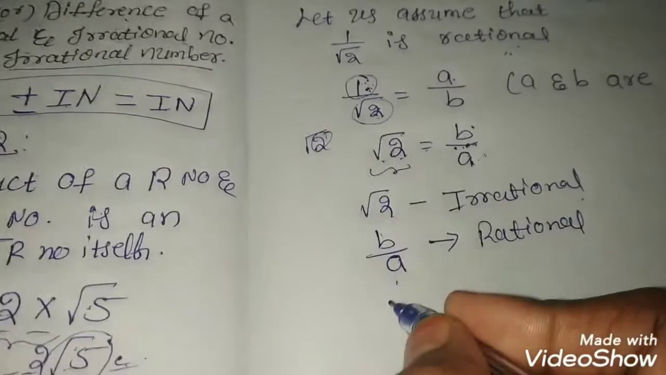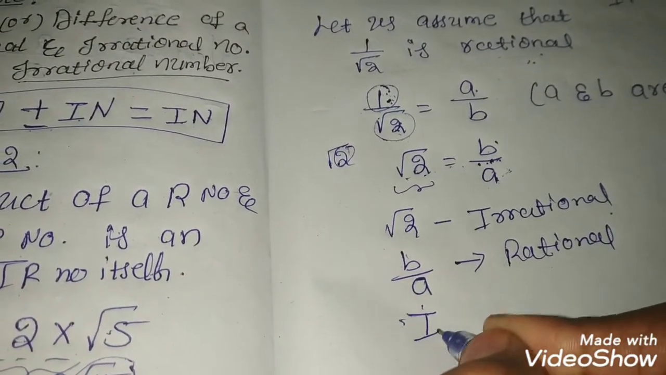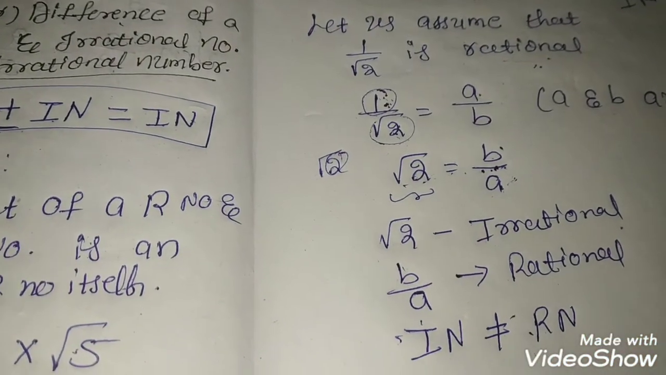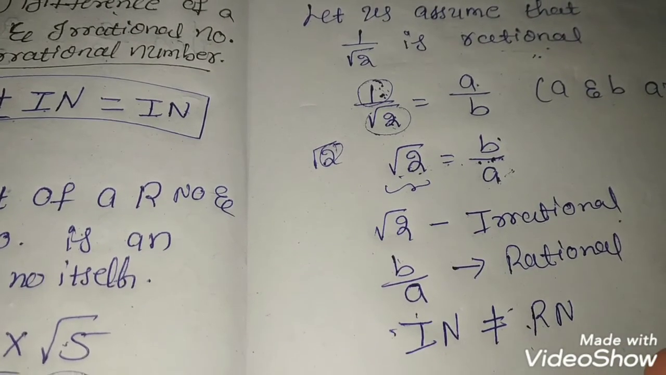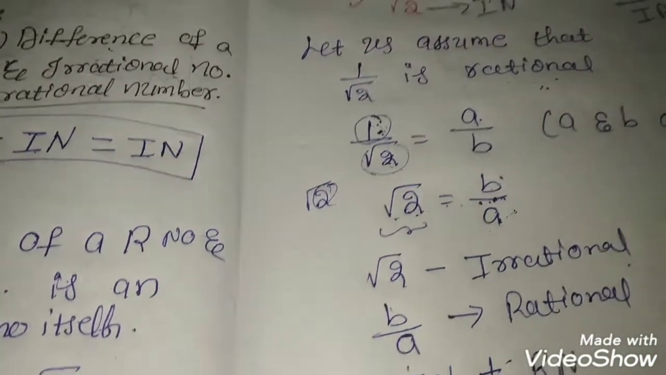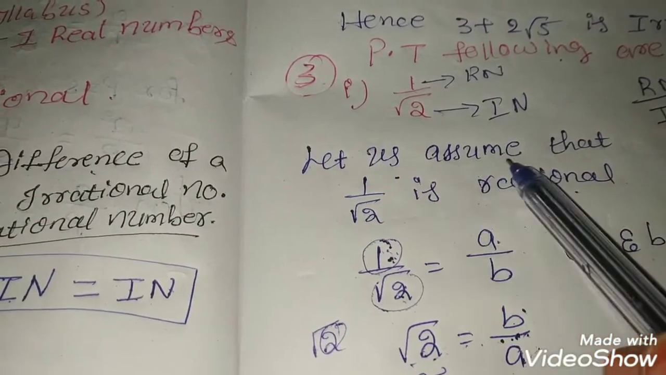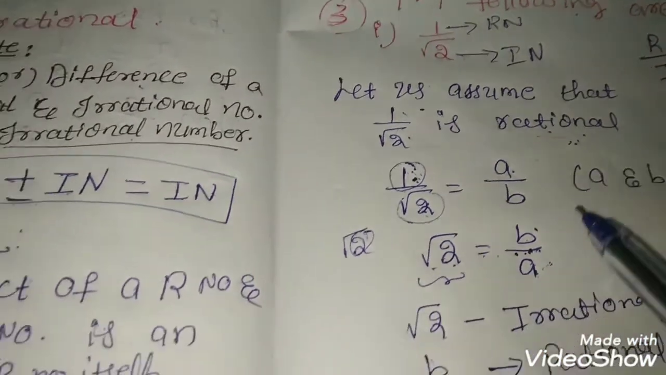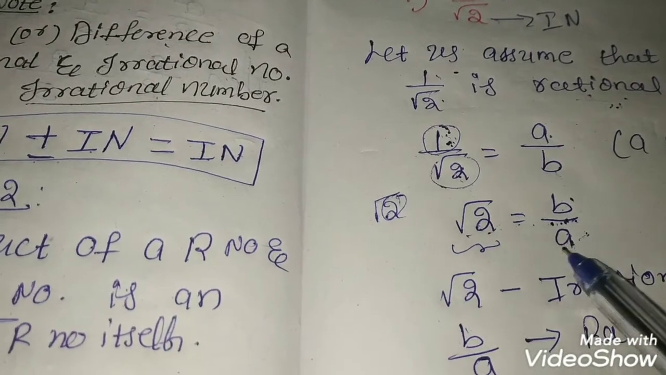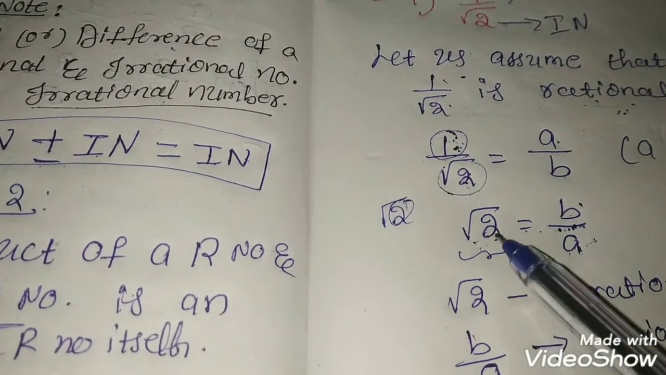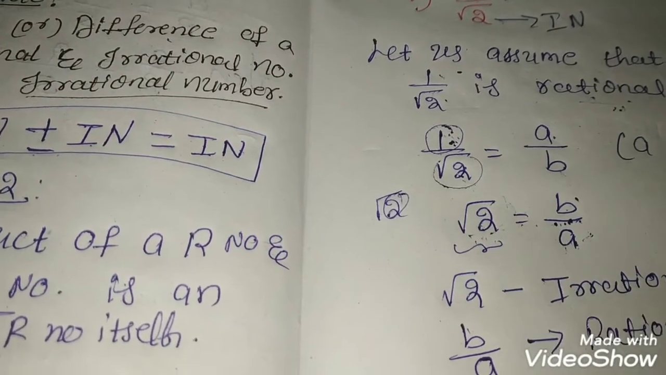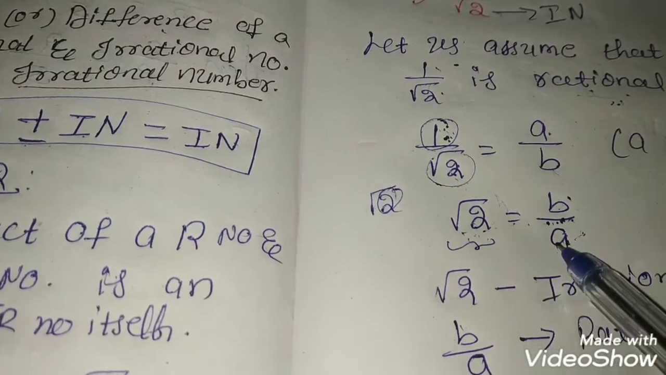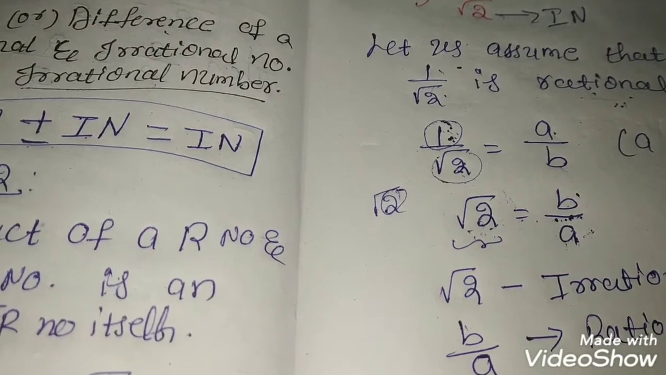So like that we have to write here: irrational number is not equal to rational number. So our assumption is wrong, right? How can you say, ma'am, that our assumption is wrong? Because we assumed that 1 by root 2 is a rational number, and B by A is a rational number, so the left side also must be a rational number. But here we get an irrational number. This is a wrong assumption.